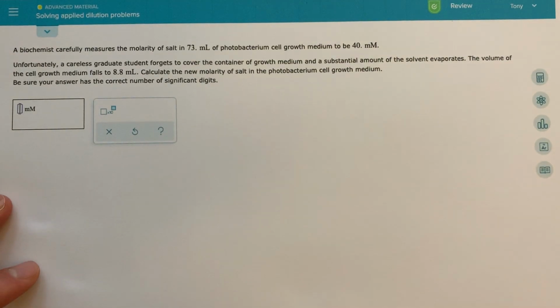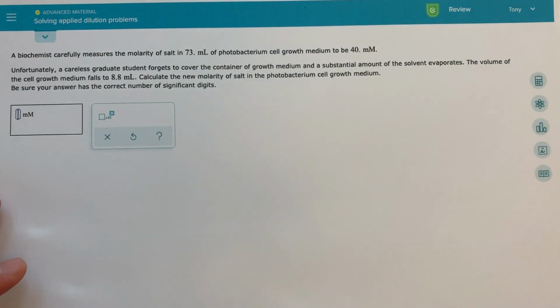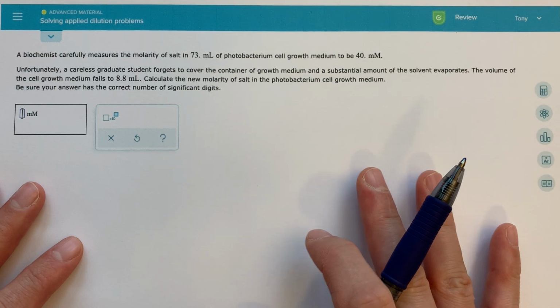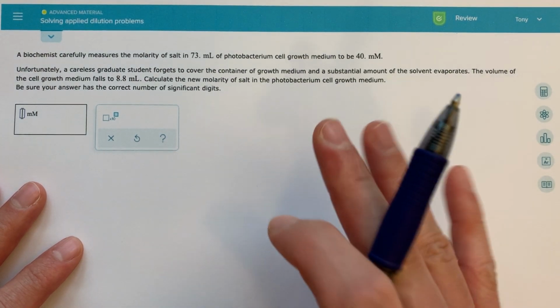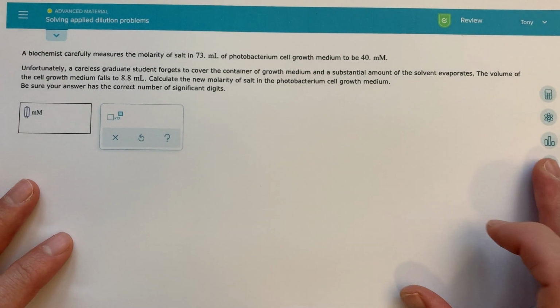I'm going to do one more that's a little bit more straightforward. Maybe I should have switched the order here. But this one is a little bit more straightforward, and once you can do this one, you can apply what you've done with this one to the other example that I just did.